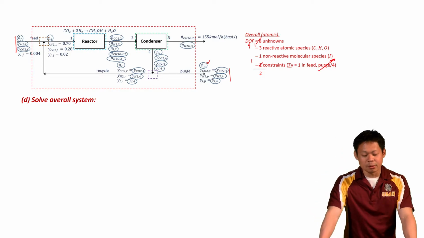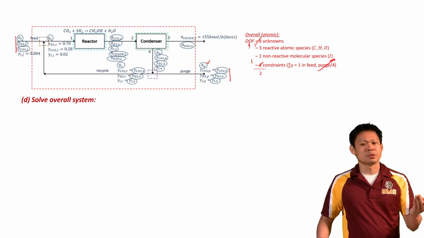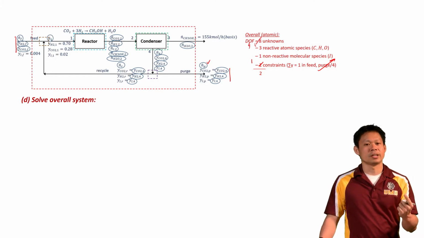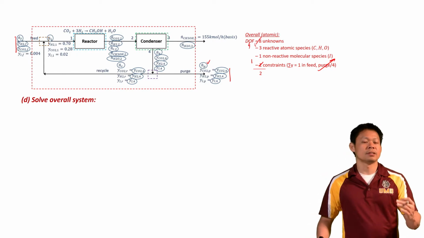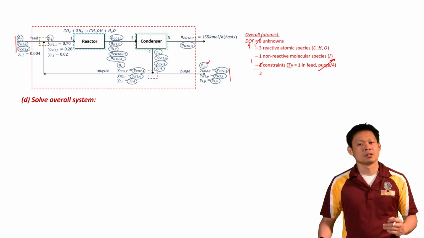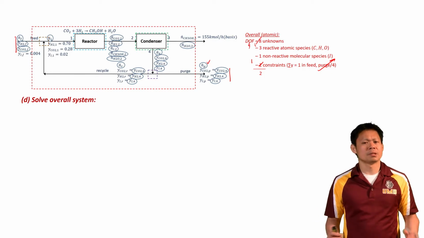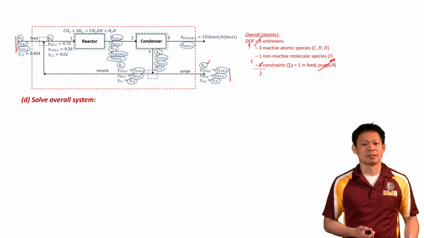And so it would seem that we have a degree of freedom now of -1. We have 4 unknowns. We still have 3 reactive atomic species, 1 non-reactive molecular, and 1 constraint. It seems like it's going to be a -1. This turns out that it's not the case, and you'll see it as we solve it. This is one of the quirks of the atomic species method, which is sometimes the balances are just not as obvious of whether they are identical or they are independent.